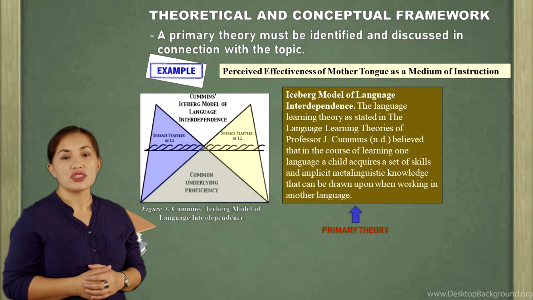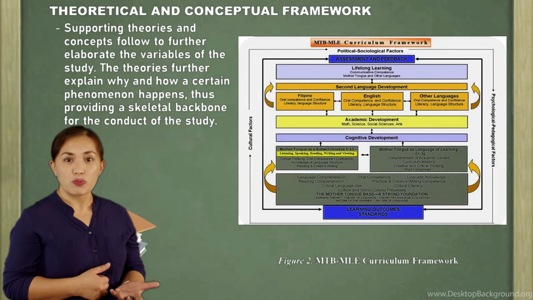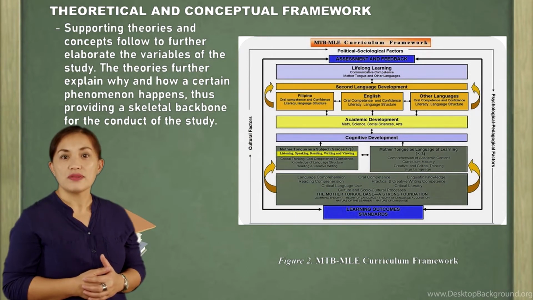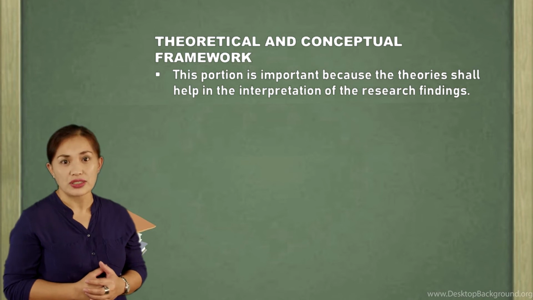Under the background of the study, theoretical or conceptual framework must be included in this section. A primary theory must be identified and discussed in connection with the topic. Supporting theories and concepts follow to further elaborate the variables of the study. The theories further explain why and how a certain phenomenon happens, thus providing a skeletal backbone for the conduct of the study. This portion is important because the theories shall help in the interpretation of the research findings.